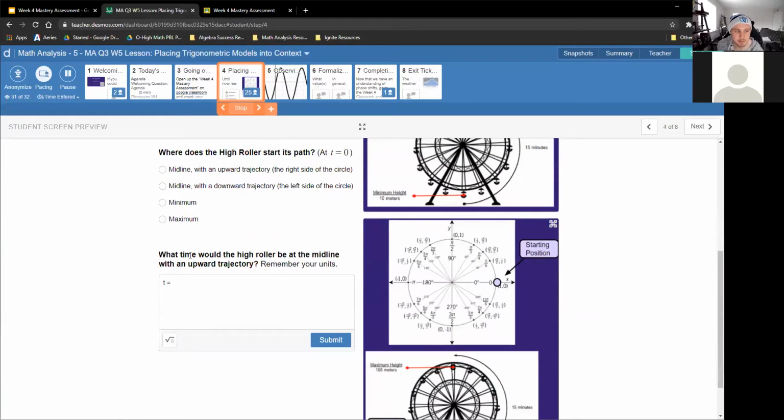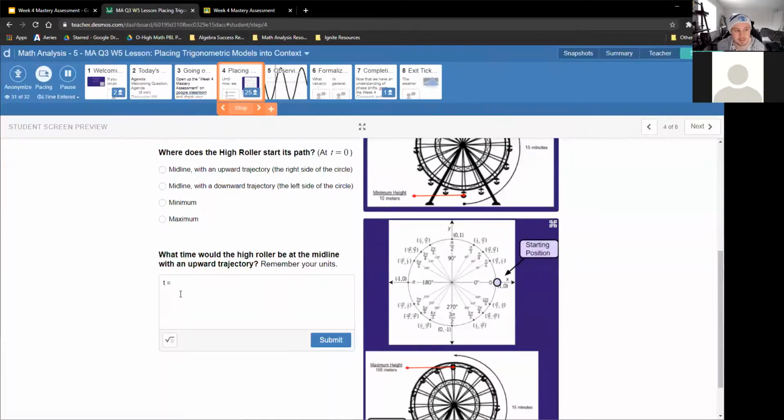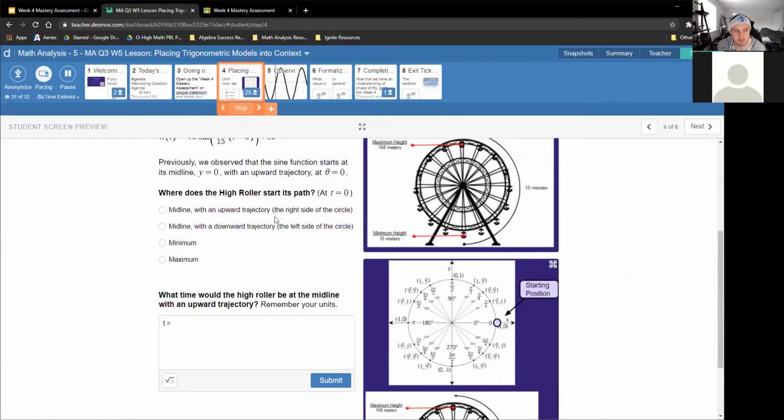And then I want you guys to think about what time would the high roller be at the midline with an upward trajectory? How long would it take for the Ferris wheel to reach the same positioning as the sine function starts? All right, y'all. So thinking about these two things, I'm going to give you guys 2 minutes or 1 minute to think about and answer that right now. Okay. So we're thinking about where does the high roller start its positioning? Where does it start its path? And then how long would it take for it to be at that same starting point that the sine function starts at?